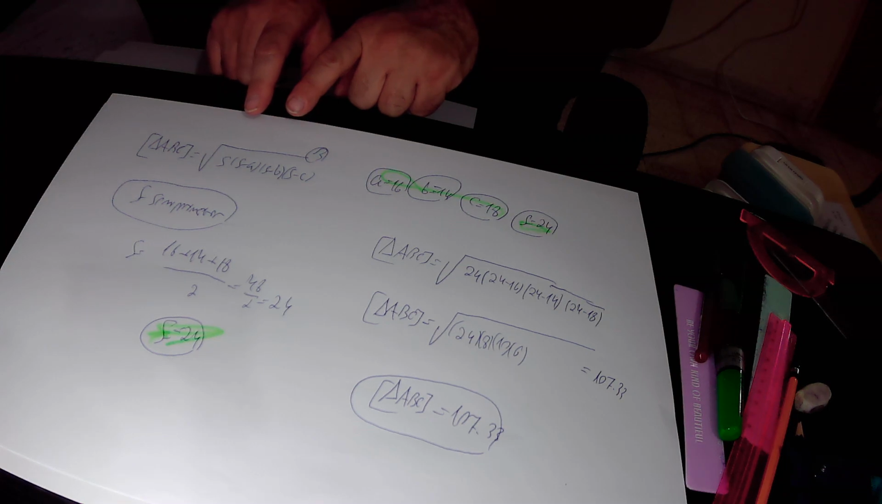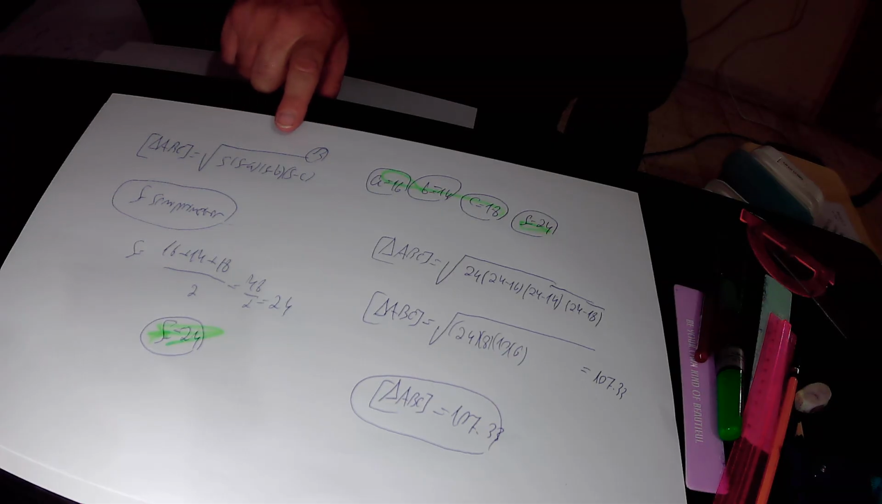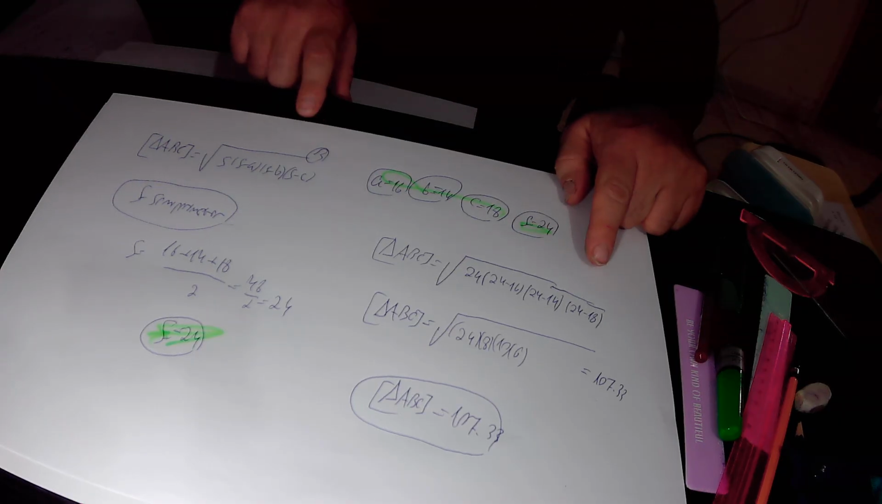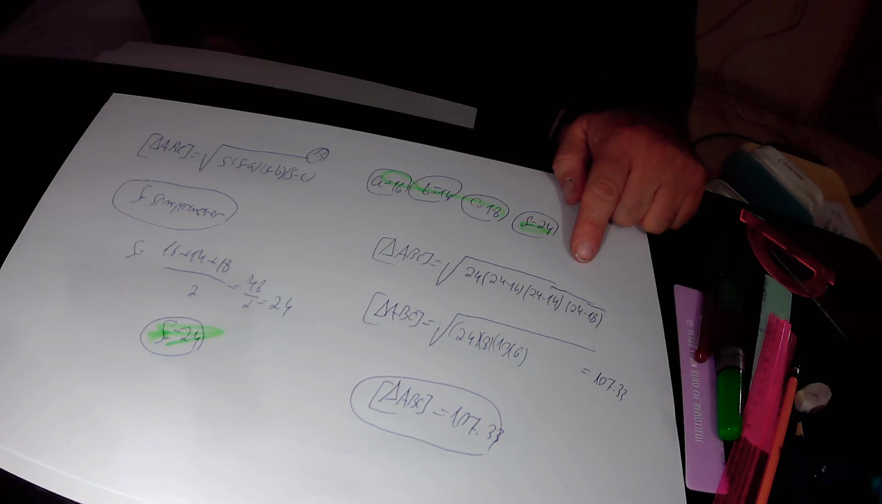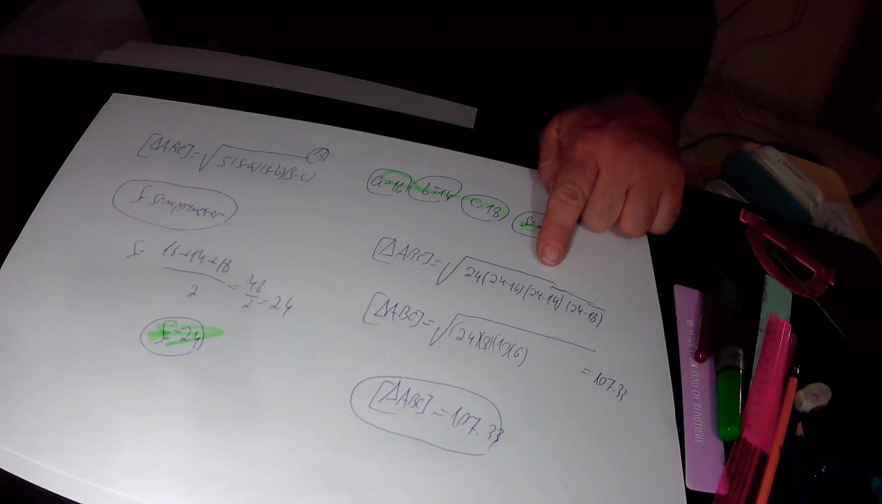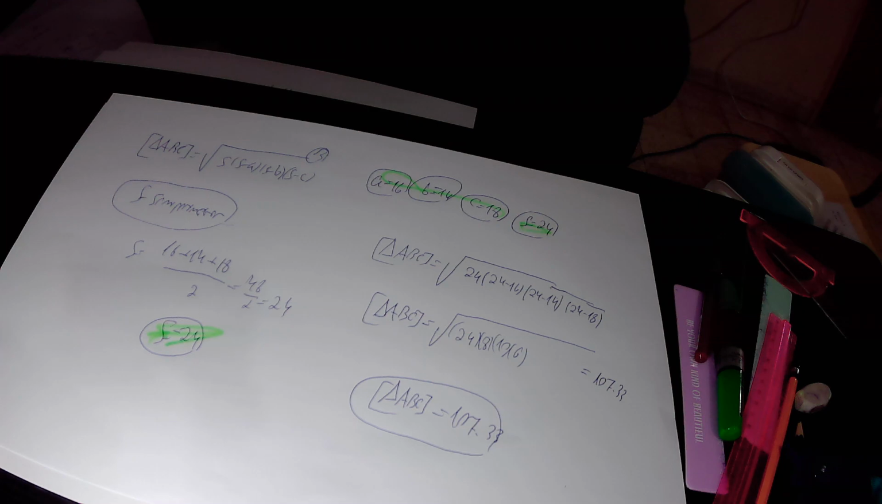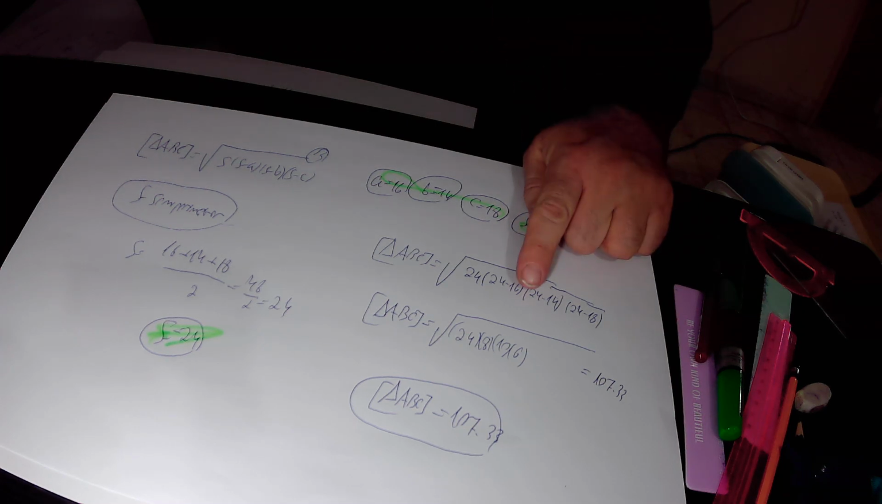We did it, and we found out that the area of triangle ABC equals the square root of S, that is 24, times S minus A, that is 24 minus 16, times S minus B, that is 24 minus 14, times S minus C, that is actually 24 minus 18. So the area of triangle ABC equals the square root of 24 times 8 times 10 times 6.